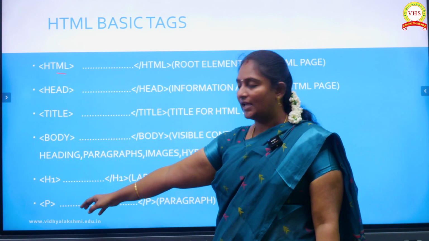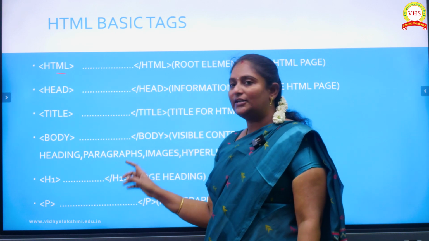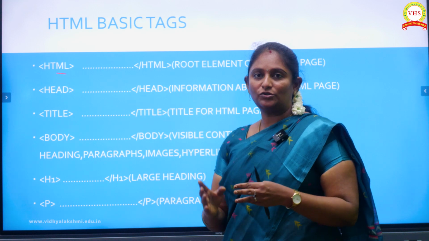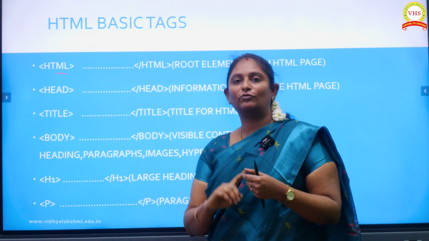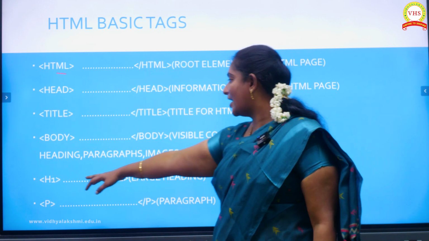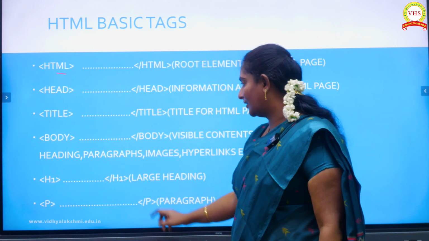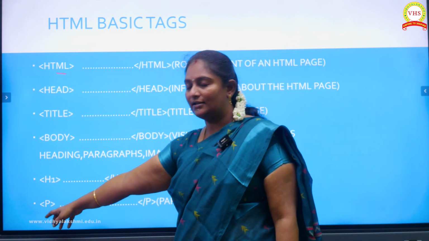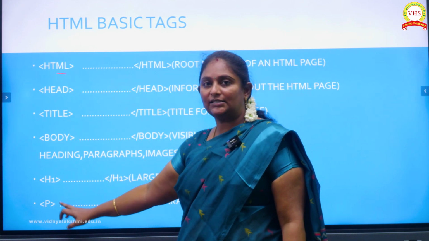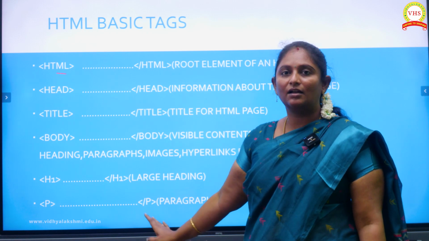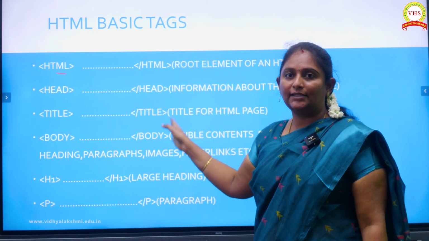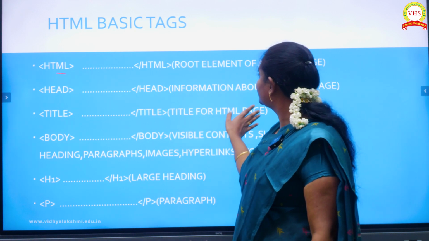The next one is the header 1 tag. It is nothing but the size of the font. There are header 1, header 2, header 3, header 4, header 5, and header 6. Header 1 is the largest font size. This also has a start tag and an end tag. Next is the paragraph tag, with a start tag and an end tag. In between this tag, the paragraph will be displayed in the web page. These are the basic tags in HTML code.